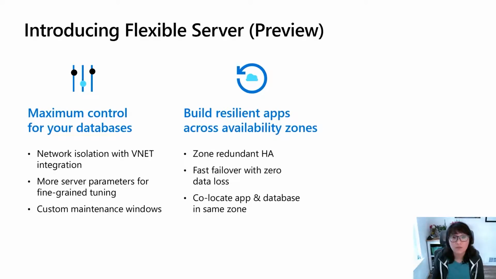And for that, we offer zone redundant high availability, allowing you to stand up a hot standby in another availability zone. And this helps with preventing zero data loss when we perform fast failovers, and also allows you to co-locate your application to an availability zone to help with minimizing network latency.